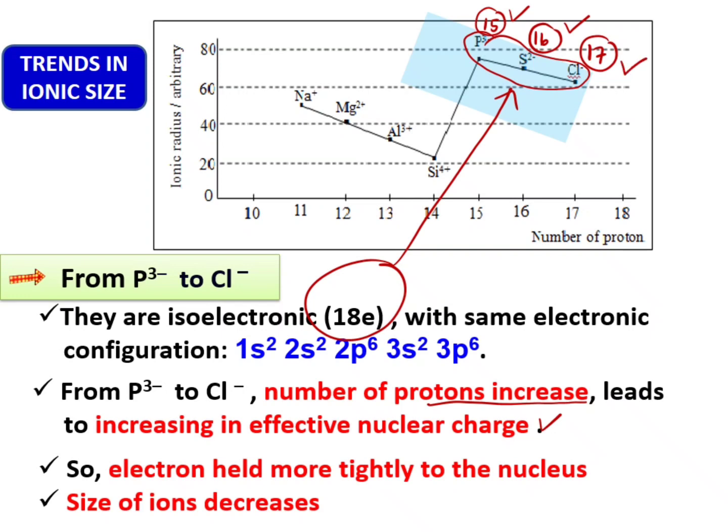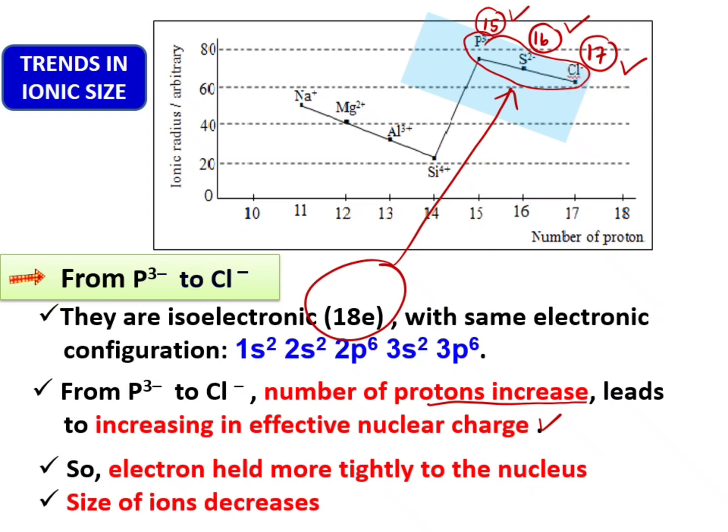So antara 3 anion ni, chlorine lah yang paling kuat kekuatan nukleus berbanding dengan sulfur and phosphorus sebab dia ada 17 proton number nak tarik 18 elektron. So that's why the size of ion decrease from phosphorus to chlorine.